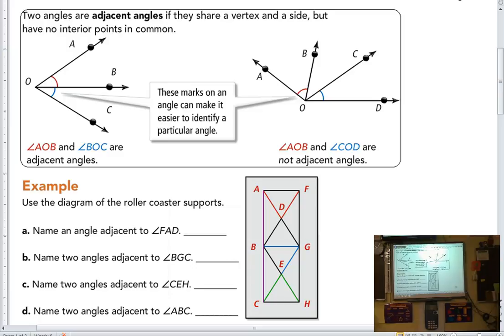Adjacent angles have to share two things. They have to share a vertex, and they have to share a side. Thank you, Grace. What can't happen, though?